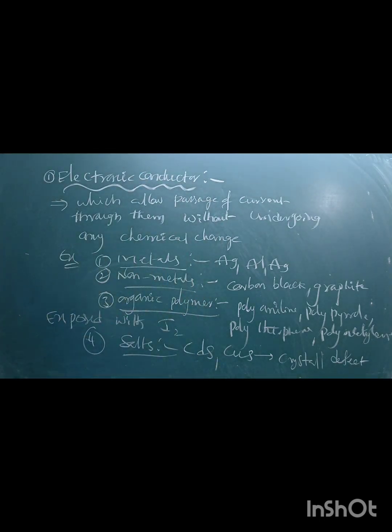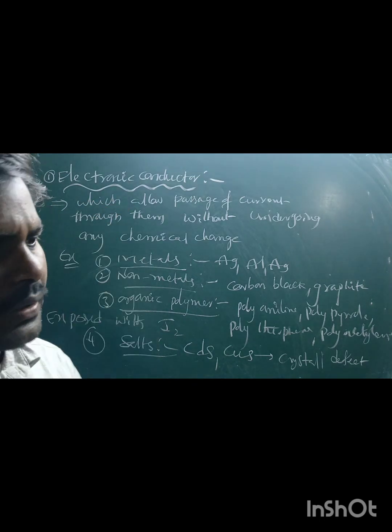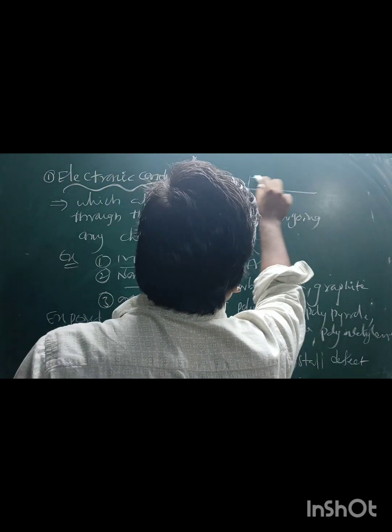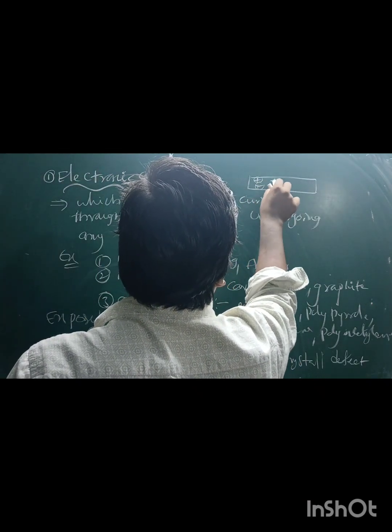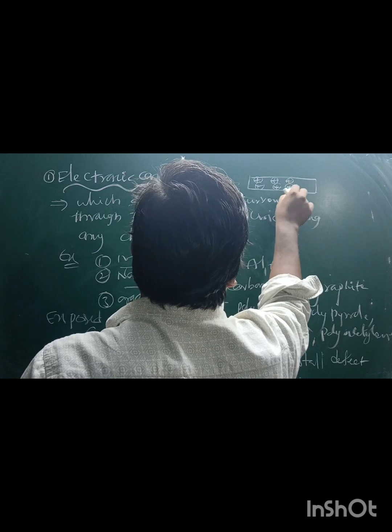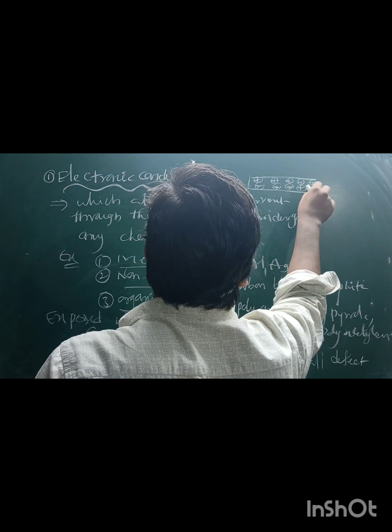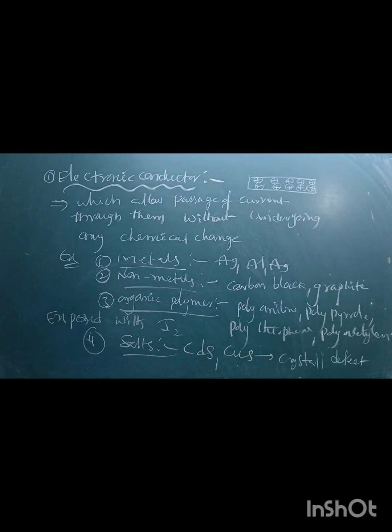Okay, this is the information about what an electronic conductor is. It is also called a metallic conductor. Simply, it is a metal connected to a battery, which allows electric current through it without any chemical change. Substances which allow the passage of electricity without undergoing any chemical change are called electronic or metallic conductors.